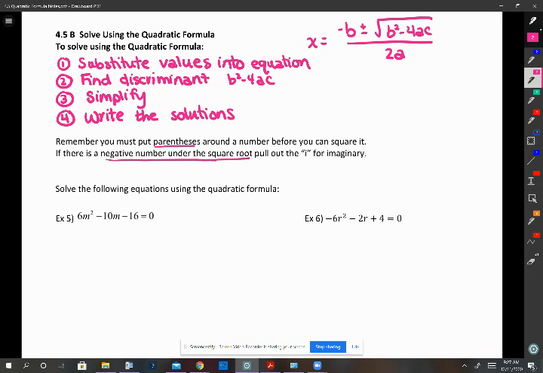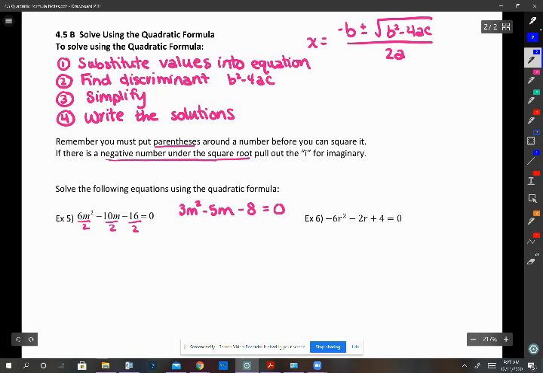So like if I look at example, which will be our first example, but if I look at this, I can divide a 2 out of everything. And the reason I like to do that is because it makes my numbers that I plug into my formula smaller. So 3m squared minus 5m minus 8 equals 0. And so this is our a value, our b value, and our c value. So when I go to plug it in, that's my first step.